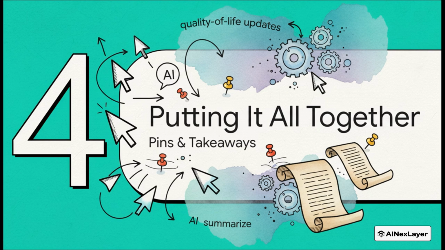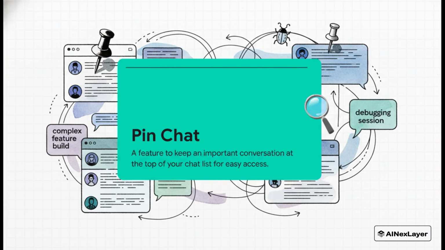All right, to wrap things up, let's look at a nice little quality of life feature and then pull together the main takeaways from this whole Cursor 2.0 update. So there's this new pin chat feature. It's simple, but man, is it useful. It just lets you stick important conversations to the top of your list so you don't lose track of that complex debugging session or that big feature build you're working on.